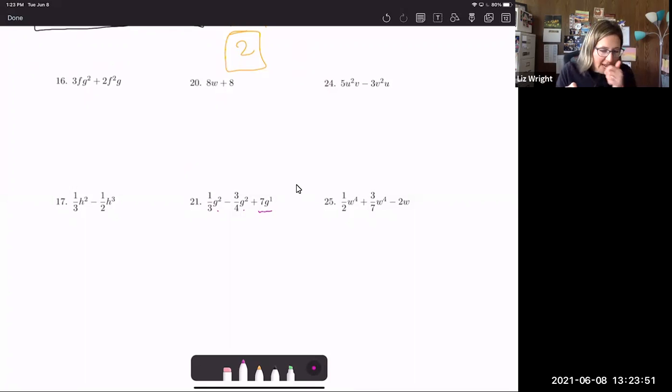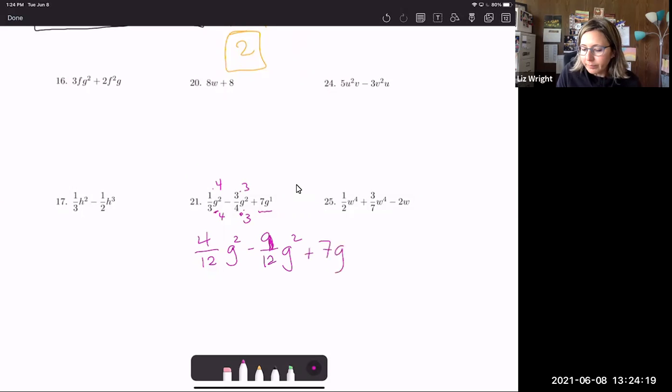And our common denominator is going to be 12. So let's multiply this by 4 and the numerator by 4. So that's going to be 4 12ths g squared minus, and then to get a 12 here, we're going to multiply this by 3 and then this by 3. So that's going to give me 9 12ths g squared. That's a 9. My pen slipped. Plus 7g. So now let's go ahead and combine.